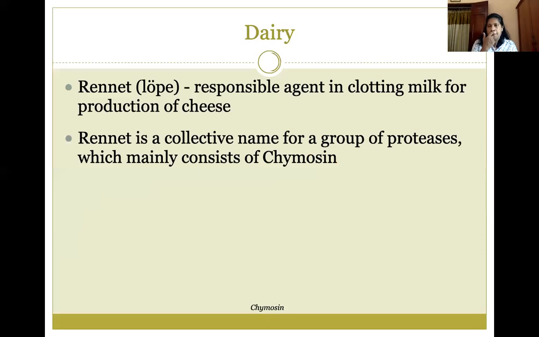And then we talk about the dairy industry. Rennet is the responsible agent in clotting milk for the production of cheese. Right? Rennet is a collective name for a group of proteases, which mainly consist of chymosin. So rennet contains protease enzymes. Therefore, rennet can break down the protein and then support the production of cheese.